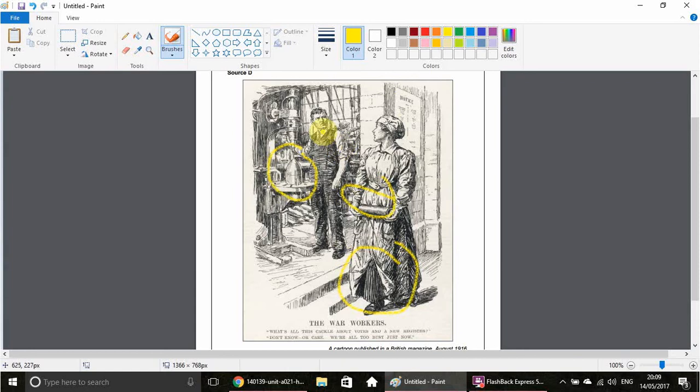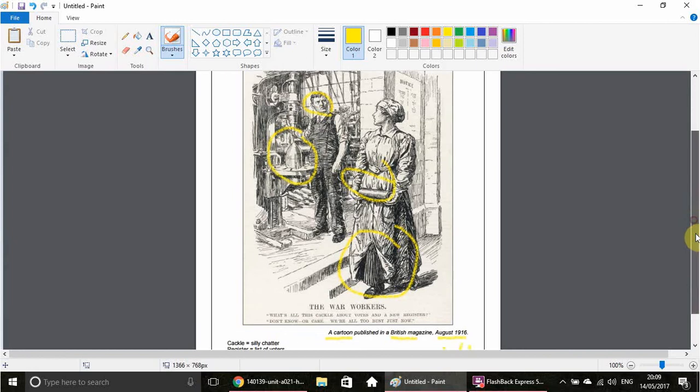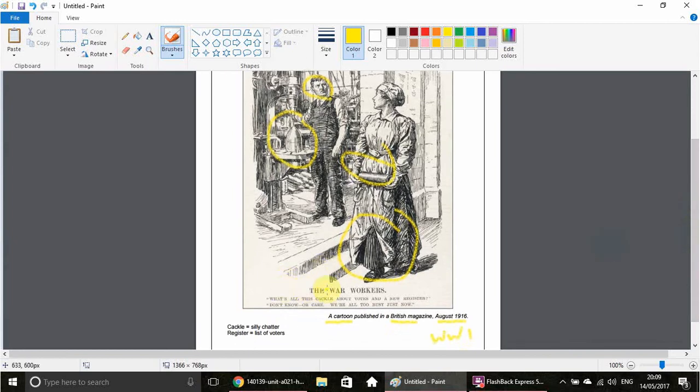I can see that maybe he looks a little bit grumpy, so I might circle his face. And most importantly, I'm going to read the caption of the source at the bottom, and you'll notice that you're given some clues as to how to interpret the source down here with the definitions that it gives you.